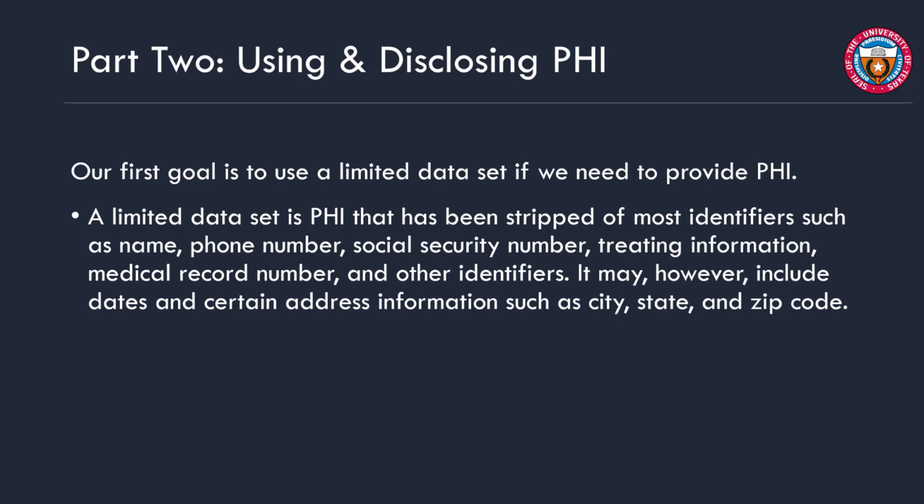Under the minimum necessary rule, our first goal is to use a limited data set if we need to provide PHI. A limited data set is PHI that has been stripped of most identifiers such as name, phone number, social security number, treating information, medical record number, and other identifiers. It may, however, include dates and certain address information such as city, state, and zip code.